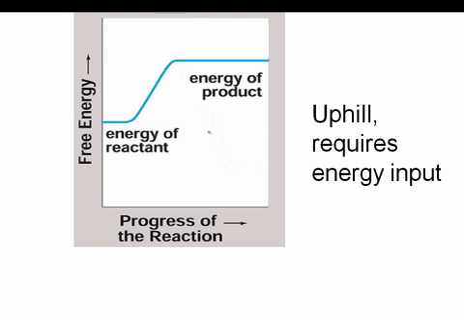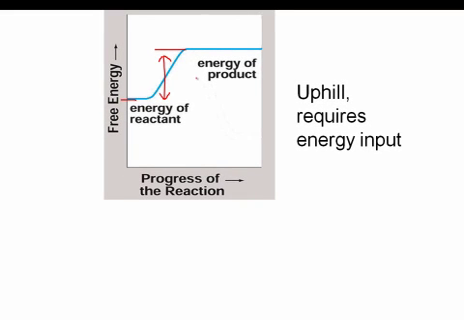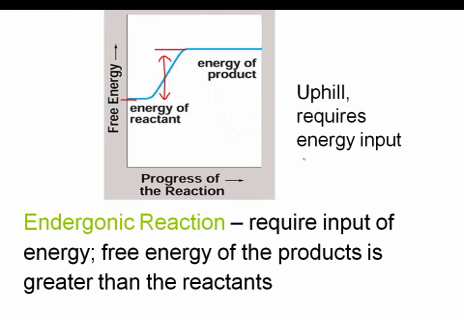Here's another energy diagram, but this one is going uphill. Again, if we begin over on the left-hand side of the diagram, the reactants have a specific amount of free energy, and at the end of the reaction, the products have more energy. So this one has gone uphill. Well, where did that energy come from? This requires an input of energy.